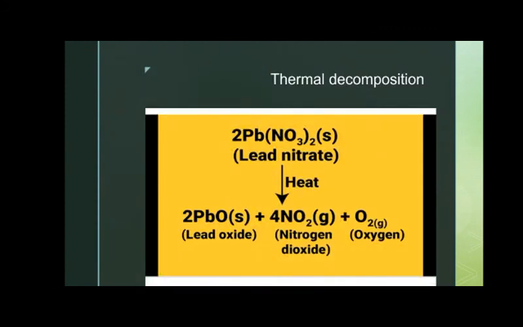Now the next type is thermal decomposition, which is a subtype of decomposition. So, thermal decomposition is where we supply heat to carry out a reaction. See in this given example on the slide, lead nitrate decomposes into lead oxide, nitrogen dioxide and oxygen in the presence of heat.